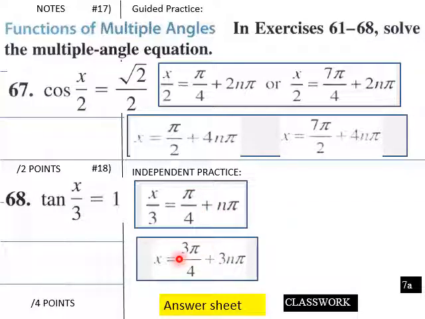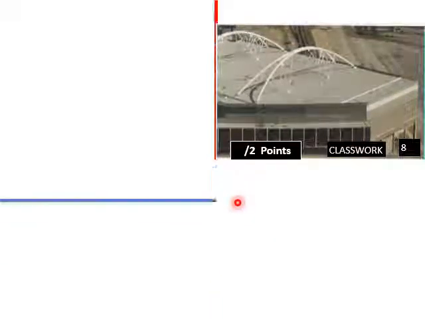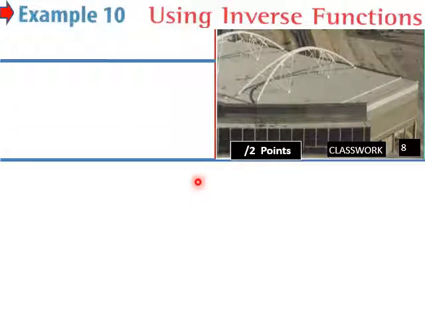And then x would also equal 3 pi over 4 plus 3n pi when you multiply through by 3 here. So that would be the way that you would be able to plot that: 3 pi over 4 plus 3n pi. And that would be what your graphing strategy would be with that one.